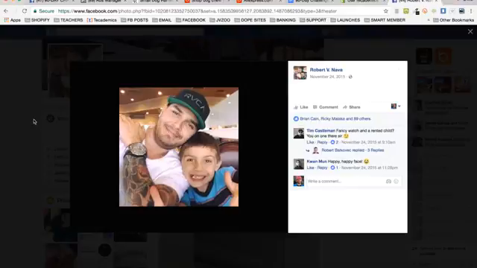Okay, this is a picture right here of Robert Nava. There he is with one of his kids. He's got a few kids. Robert, his story is so powerful. Robert Nava was a troubled youth. As a teenager, he got in trouble with the law, ended up getting arrested, and ended up getting locked up for a felony.